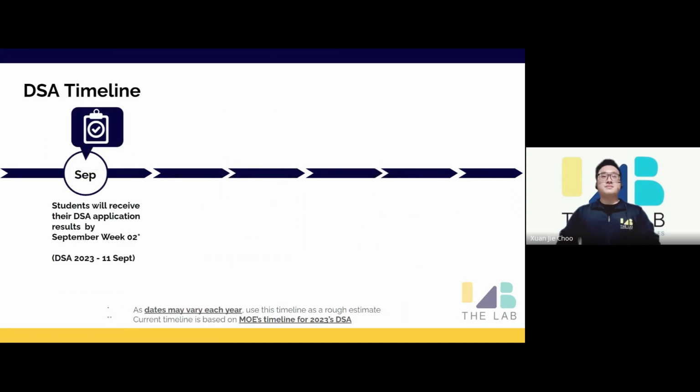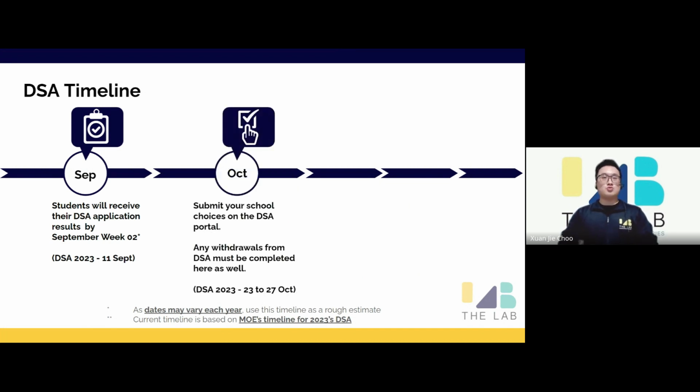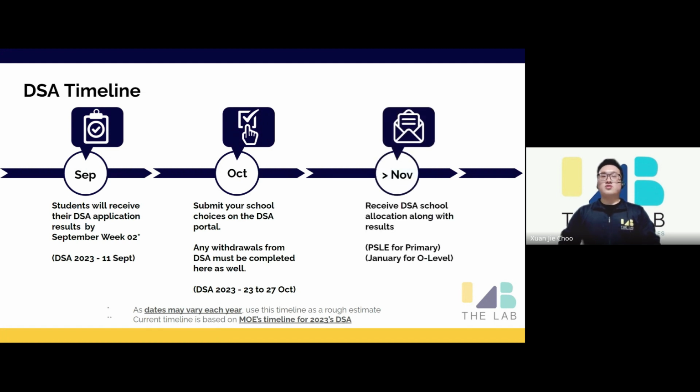Next, in September, students will receive their DSA application results. And in October, they will have to submit their school choices on the DSA portal within this period. Any withdrawals from the DSA program must also be done within this period. In November, students will receive their DSA school allocation results together with their PSLE results. For Sec 4 or 5 students, the DSA results will come together with their O-level results in January.